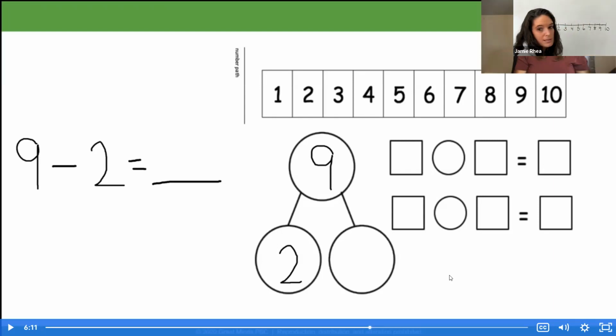All right, so let's start. We have 9 minus 2. So I'm gonna go ahead and write 9 minus 2 equals something. Let's fill in our number bond.